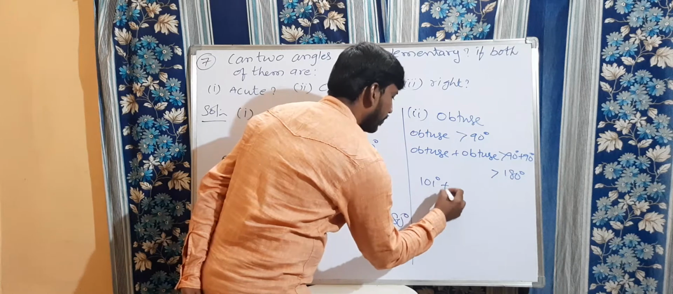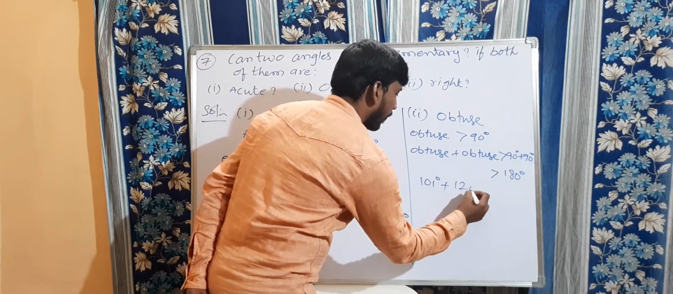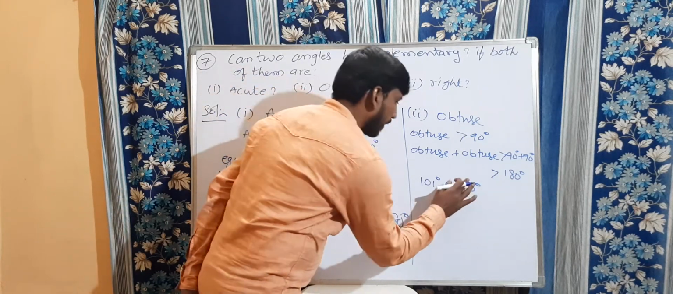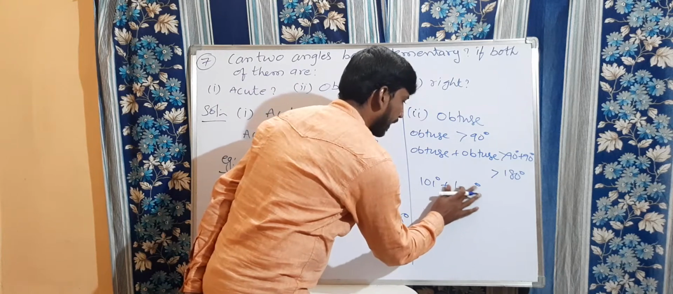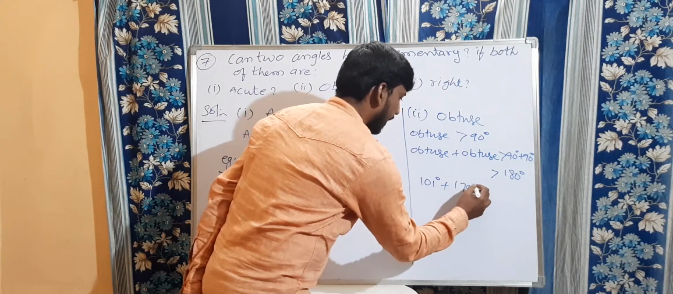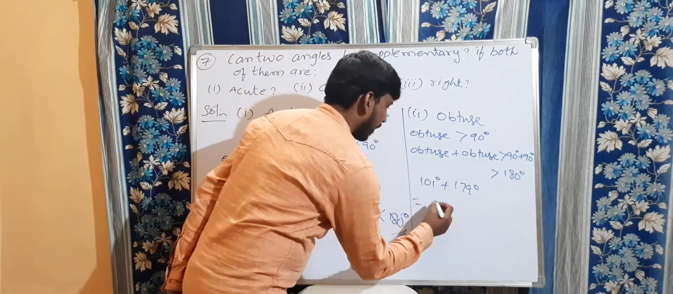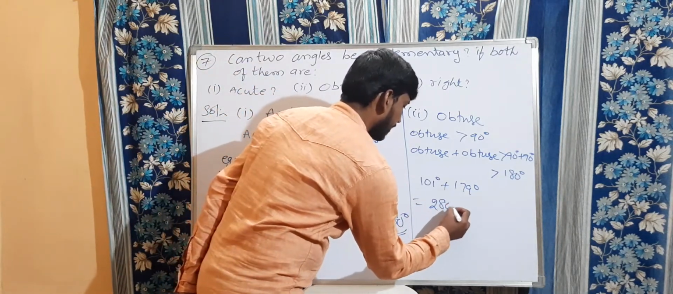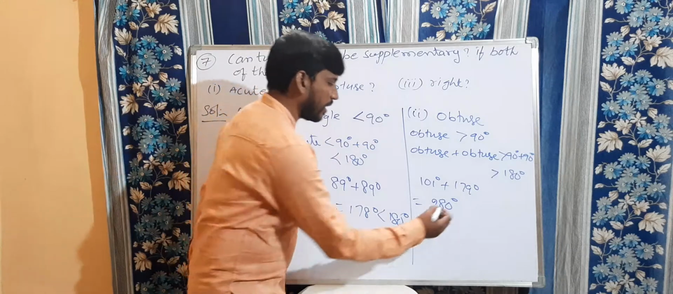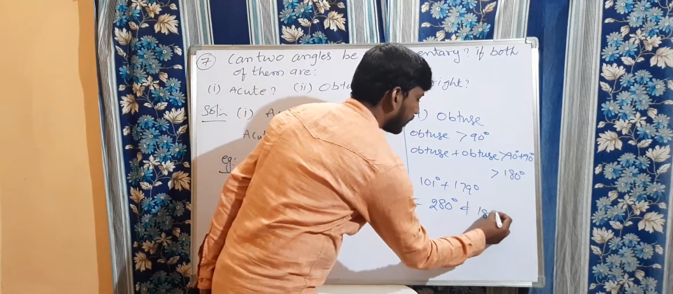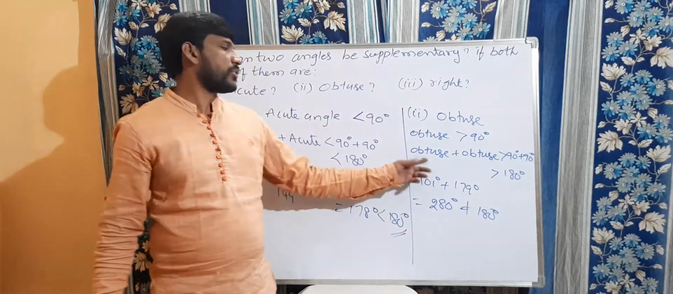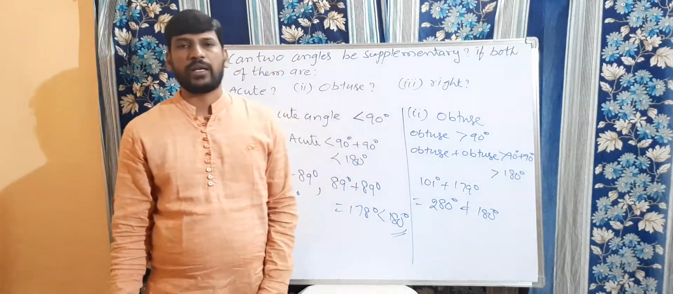101 degrees plus let us take one more, 120 degrees, or you can take 179 degrees. Both are obtuse angles only. By adding these two, we get 280 degrees, which is not at all equal to 180 degrees. Clear? So the sum of two obtuse angles is never supplementary.